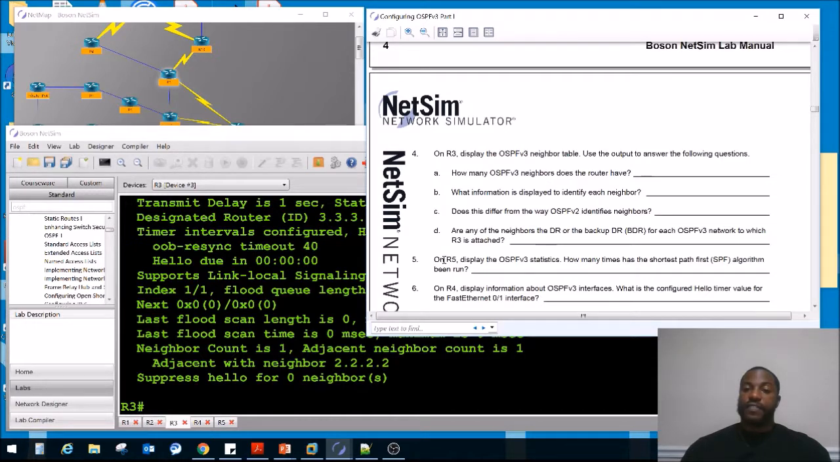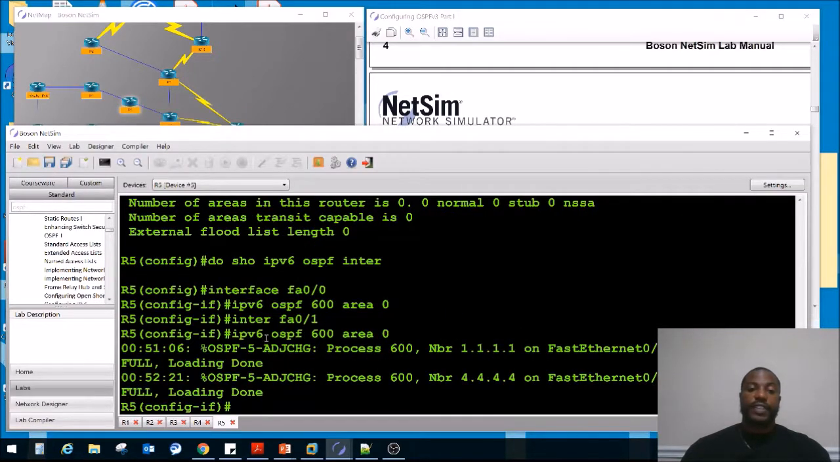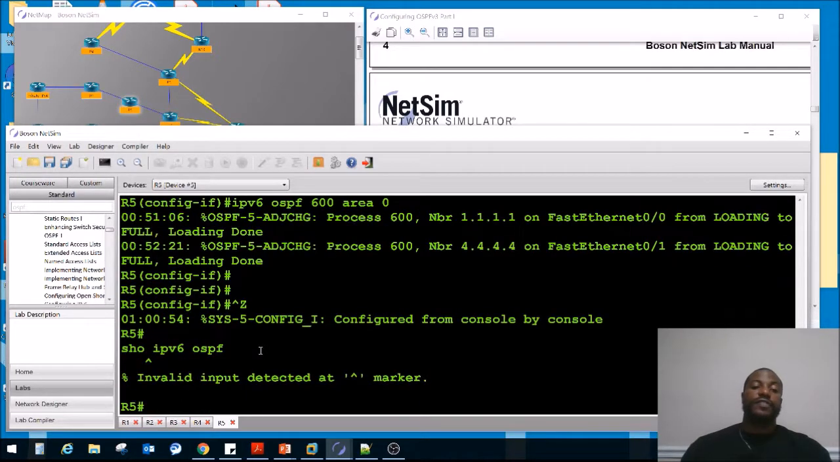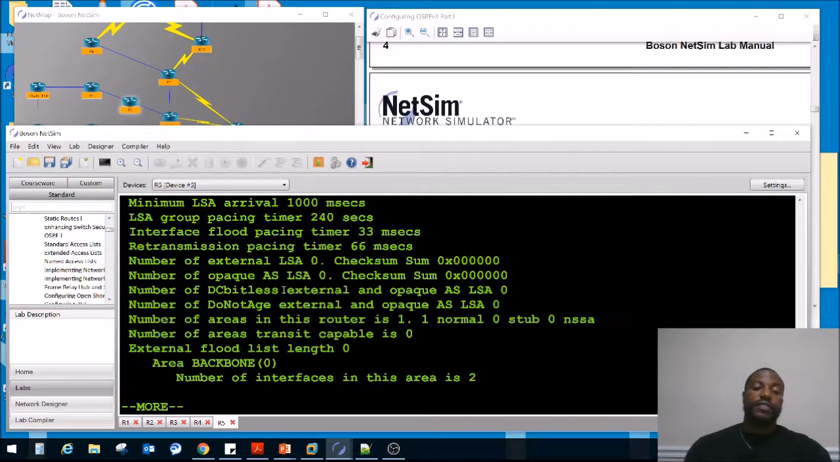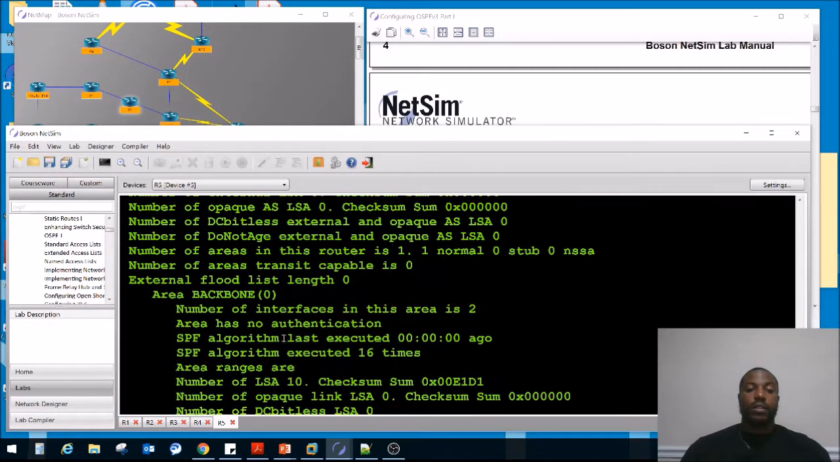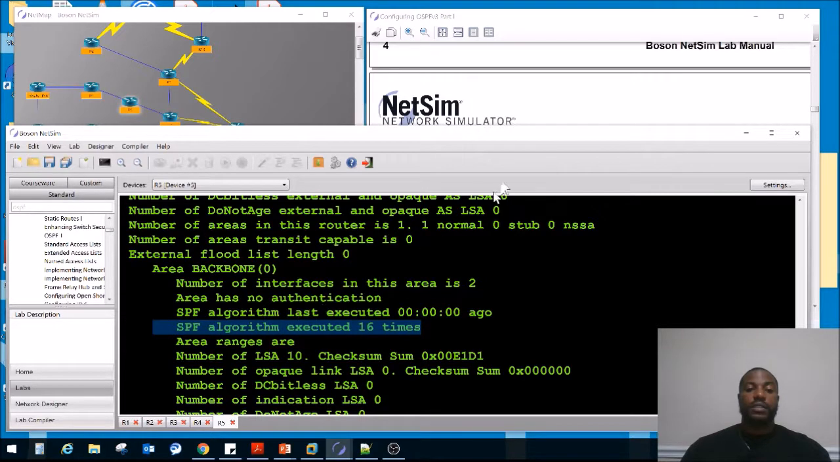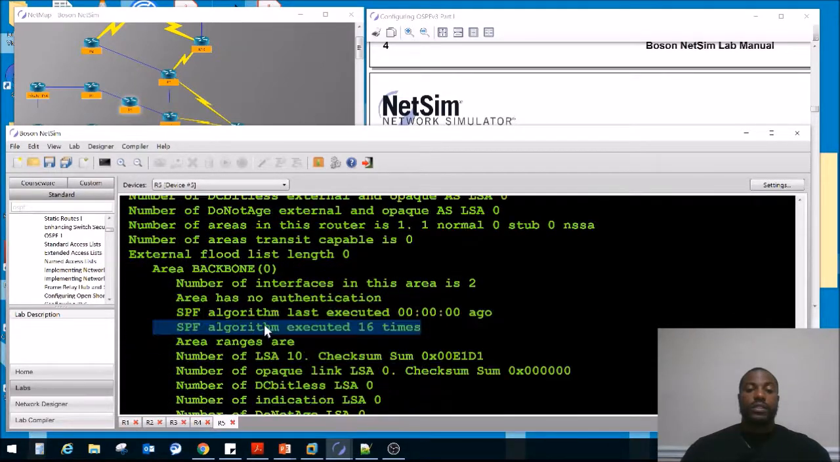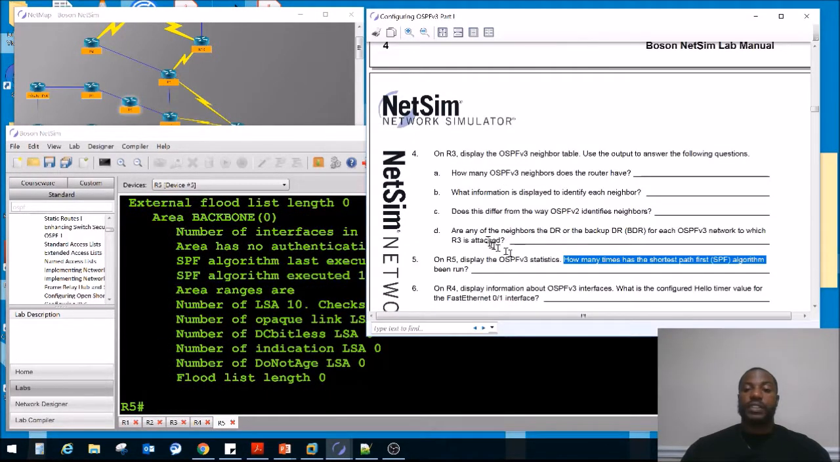On router 5, display the OSPF statistics. How many times has SPF been run? So on router 5, that's an easy one. I know how to do that one by heart. Show IPv6 OSPF. And we can see the SPF algorithm has been run 16 times. Right there for area 0. We don't have any more areas, so it's been run 16 times.